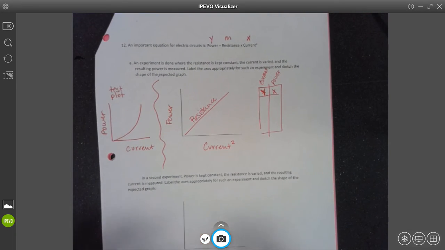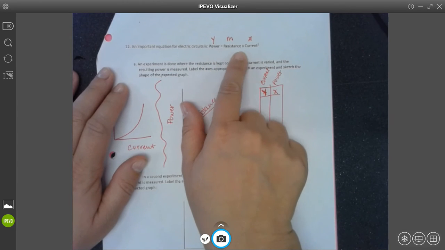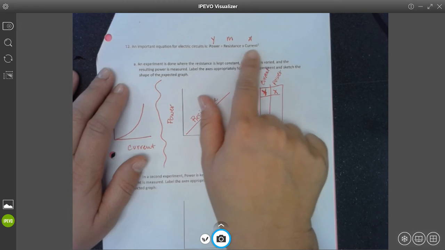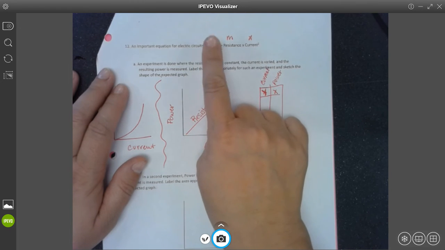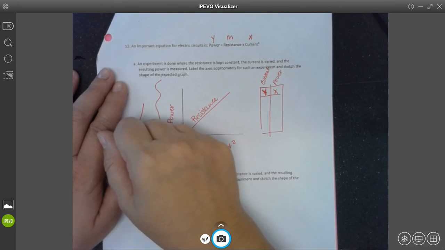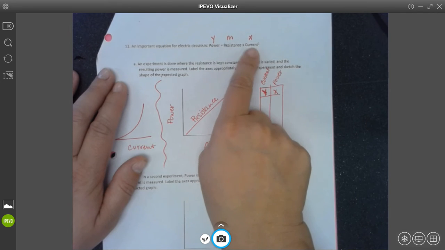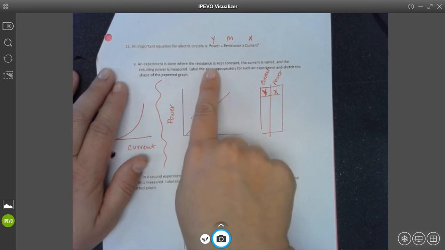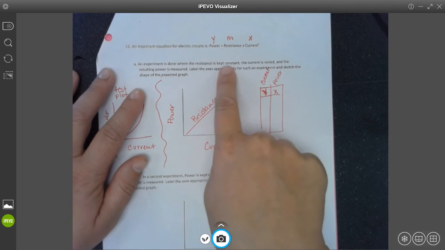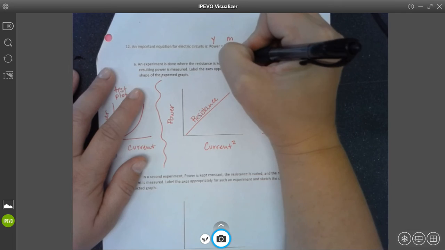All right, so I was waving this in front of the camera yesterday while we were chatting in class. So an important equation for electric circuits is power equals resistance times current. This looks like slope-intercept form. When I see something that's this equals two things, one of the things I start thinking about is, if I did an equation and I held one of these things constant, what would the graph look like? So an experiment is done where resistance is kept constant. If something is kept constant, that's a clue that that's going to be your slope when you have a straight line.